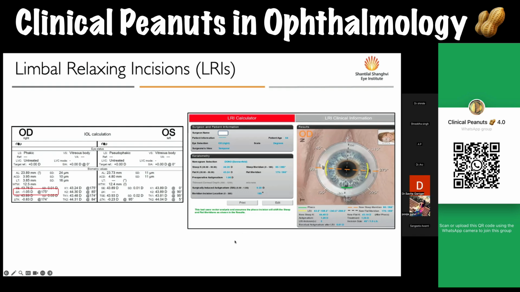There are two common LRI nomograms which are available. One is the Donnenfeld nomogram and one is the Nichamin nomogram. Both are available online, and the Nichamin nomogram is age and pachymetry adjusted, so it will appear as NAPA. Both are easily available online, and both are equally good.